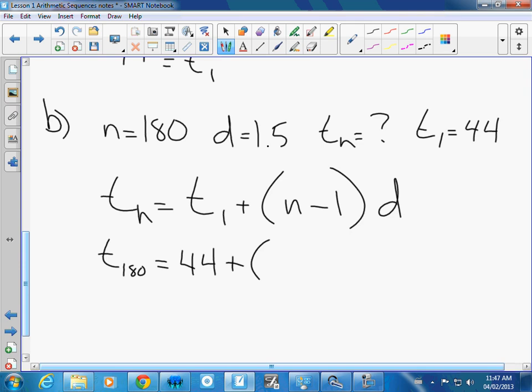That's N. Please note that N and that N and that N are all the same. Minus 1 times what's D? 1.5. So what is the 180th term? What's the order of operations? 180 minus 1, which is 179, times 1.5, equals, and then plus 44.